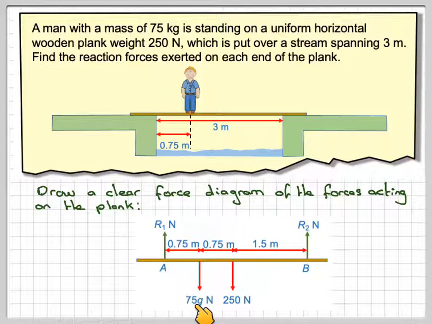so they've got a weight of 75g newtons, because we're told his mass is 75, and the plank itself, the weight will be acting at the center, which is 250 newtons, so that will be 1.5 meters, because the total length of the plank is 3 meters. Also, we have a reaction here, R2 newtons acting at B, which corresponds to this point here. So point A is here and point B is here.